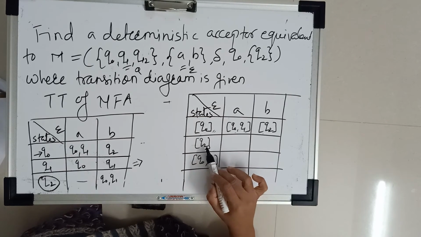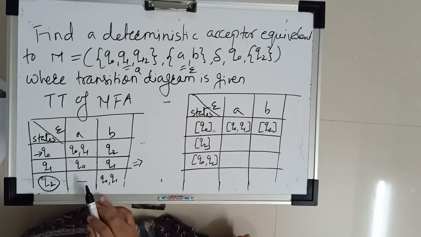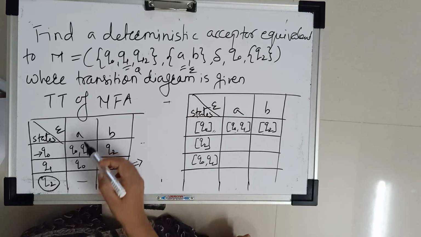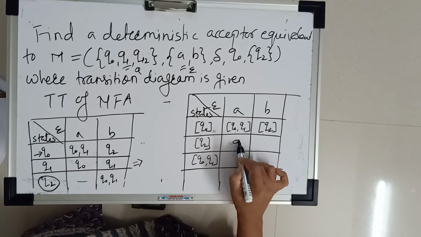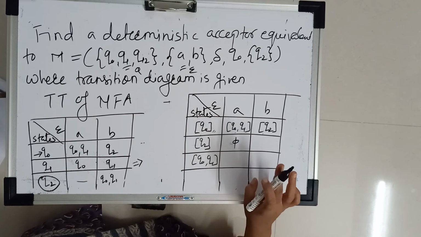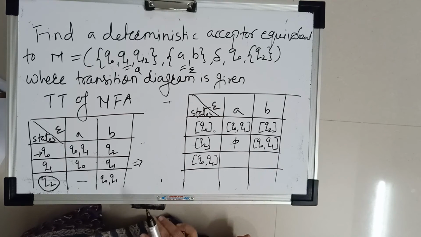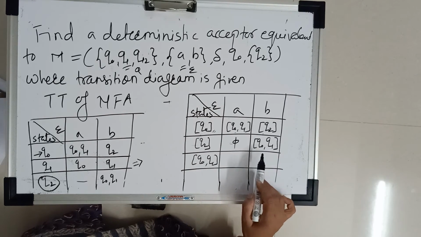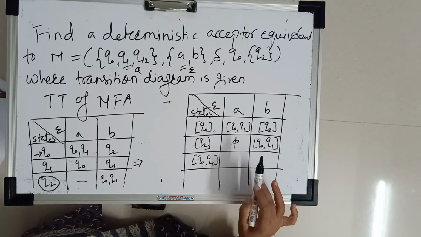Then we have to write the entries for these states. Now for Q2, whatever entries are given in this table, we'll write these entries. Here for Q2, for the A column, no value is given. We'll write a dash or phi. Phi means empty. And for the B column, Q0, Q1. Now again find out if any new state is given or not. Already we have taken this one here, so no new state is given.